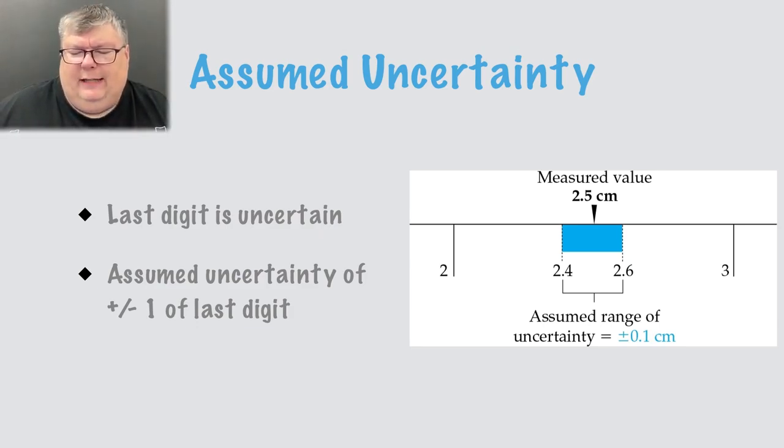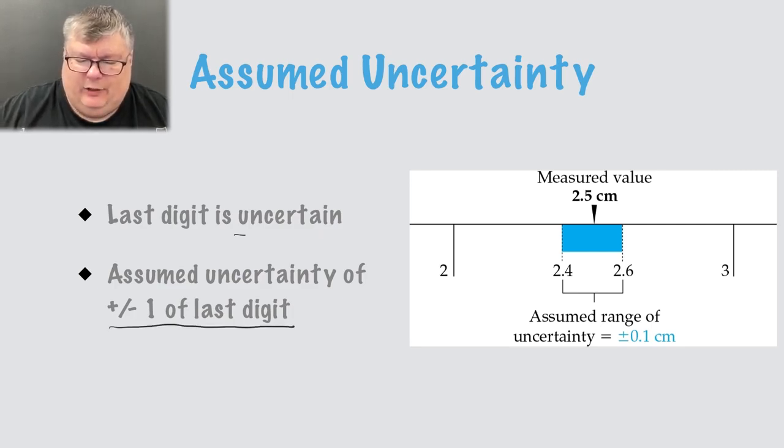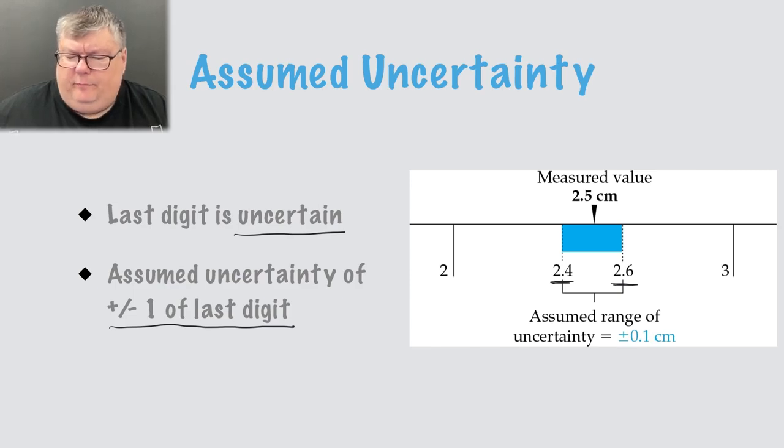whenever we see a measurement, and that is the plus or minus 1 of the last digit, because that last digit is the uncertain digit. We assume that the uncertainty is plus or minus 1 of that last digit, unless told otherwise. You can be told otherwise, but this is, in general, what we take as our standard uncertainty.